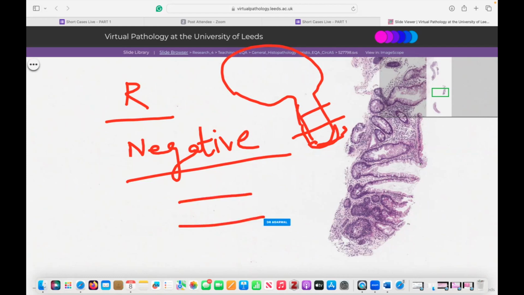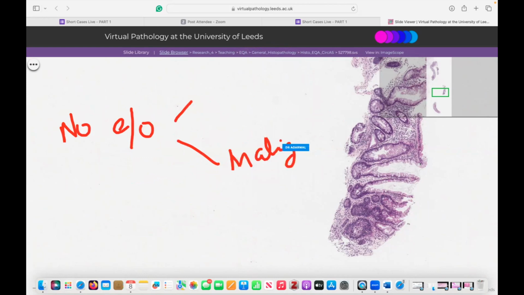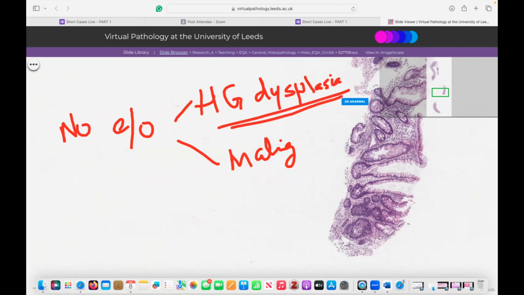So what negative history will you write? No evidence of malignancy. Very good. One more thing: no evidence of high grade dysplasia. You've seen low grade, so you have to say there is no evidence of high grade dysplasia. Very important.